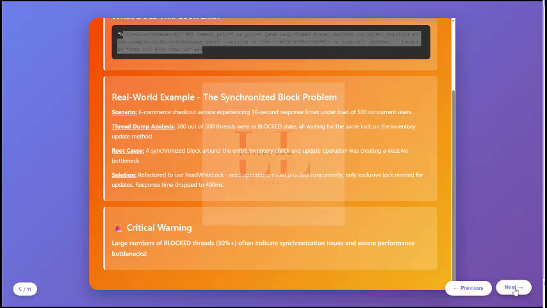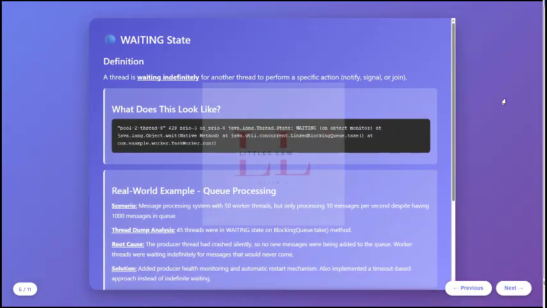Moving on to the next state, that's the waiting state. This is the third state. A thread in waiting state is waiting indefinitely for another thread to perform a specific action, like sending a notification or completing its execution. In thread dumps, you will see java.lang.Thread.State: WAITING, followed by methods like Object.wait or BlockingQueue.take.